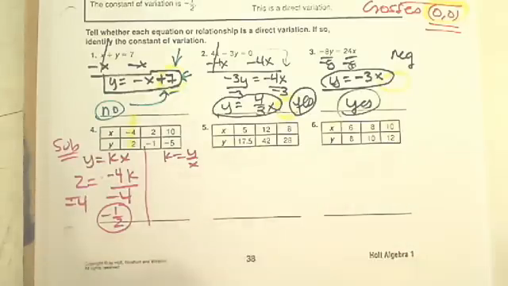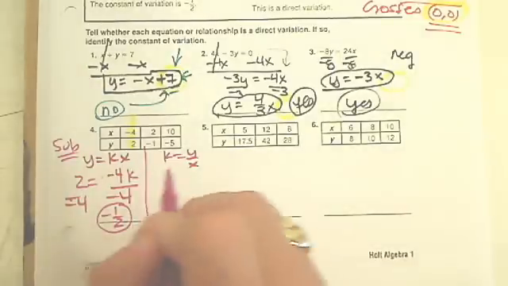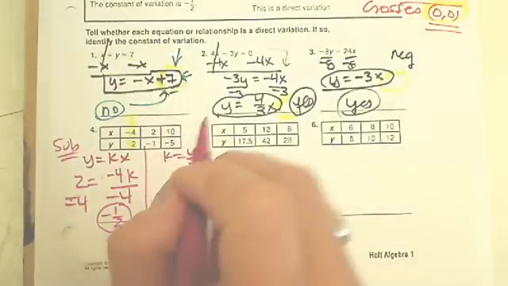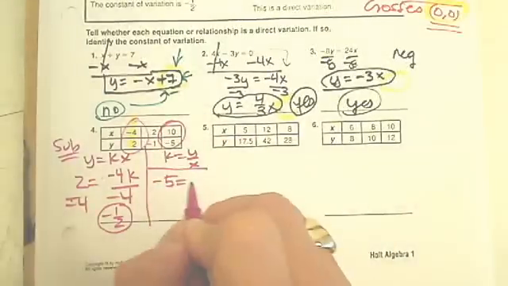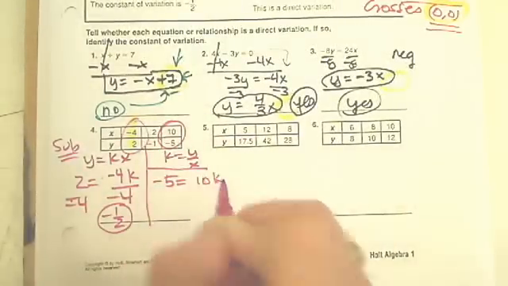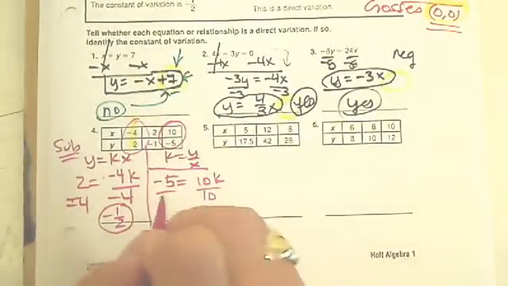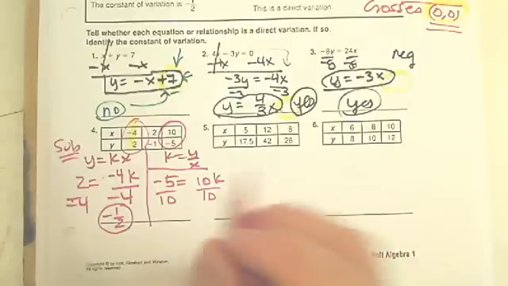Okay, so pick another point. Sorry, I should have done this one separately. Pick this point and this point. So negative 5 equals 10k. Divide by 10. Do I also get negative 1/2 when I reduce?